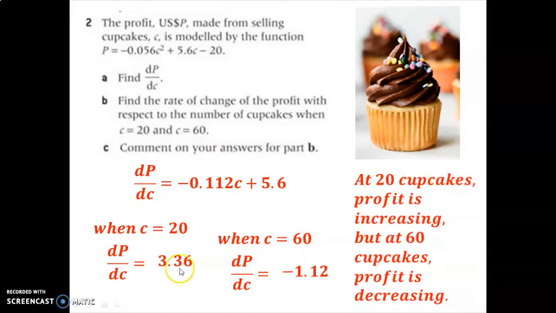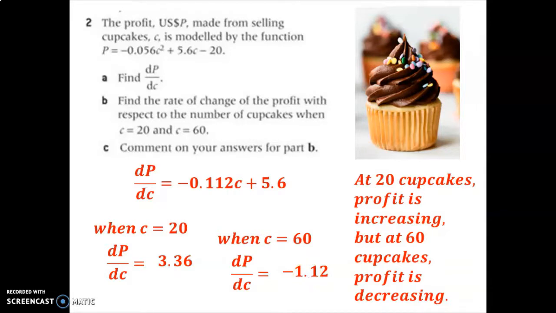At 20 cupcakes right here, the profit is increasing. Okay, the profit is increasing by 3.36 because that's our rate of change there. That's our profit based on cupcakes. But at 60 cupcakes, the profit is decreasing. So 60 cupcakes is too much for this small company to make. When they're making that much, they're actually losing money for every cupcake. They're losing $1.12 per cupcake.